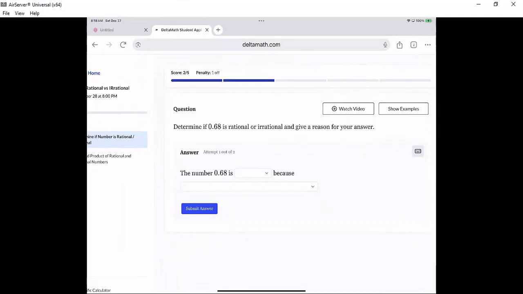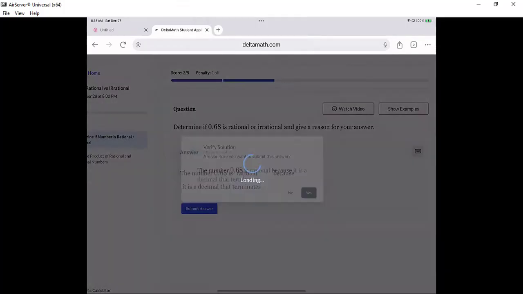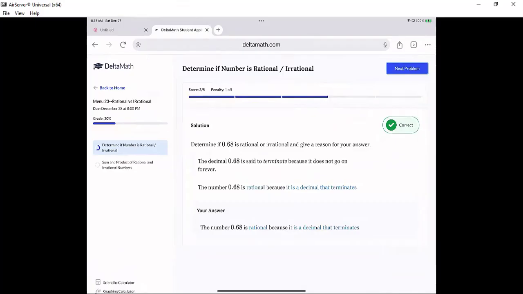So as soon as we see it terminates, then we know it's rational. That's why we can just say the decimal terminates. We don't have to look at whether it's repeating or not. All right, let's do another one.